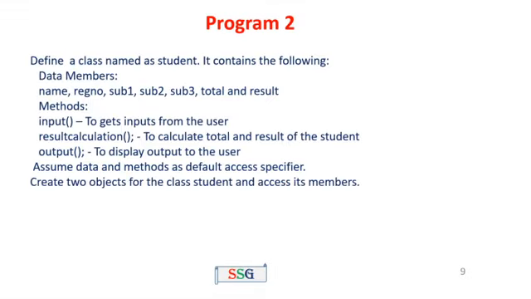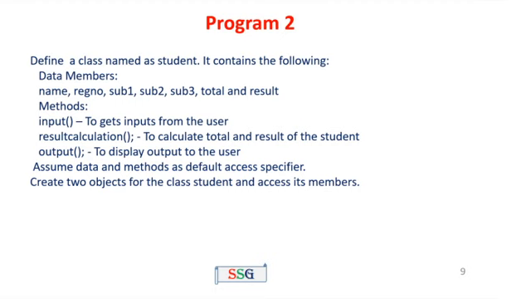Then the next program, the same program. In the first program we created only one object. The same question: create 2 objects for the class student and access its members. That means this time we have to create 2 objects, not 1.